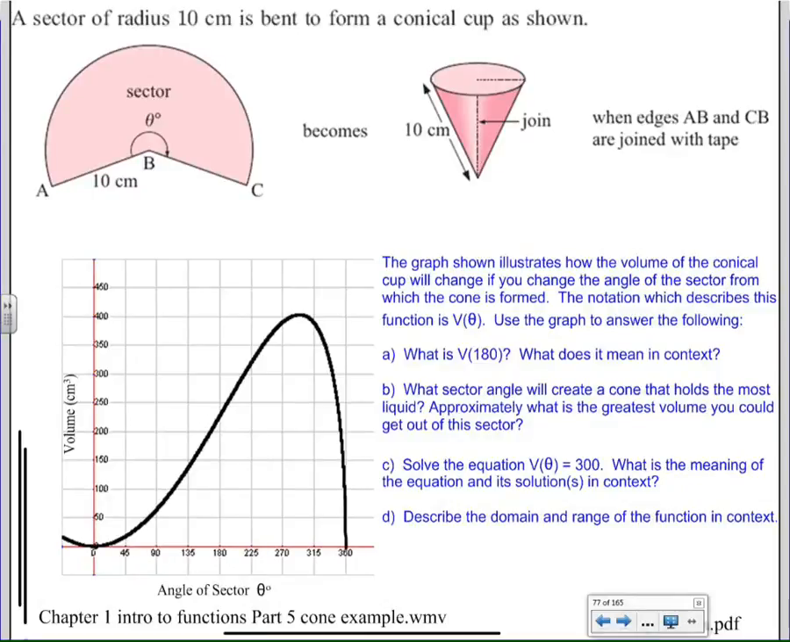Hello. Today's video lesson is going to focus on functions as equations. So prior to today we were working with functions as graphs, and we would utilize this graph to answer a variety of different questions about the function.